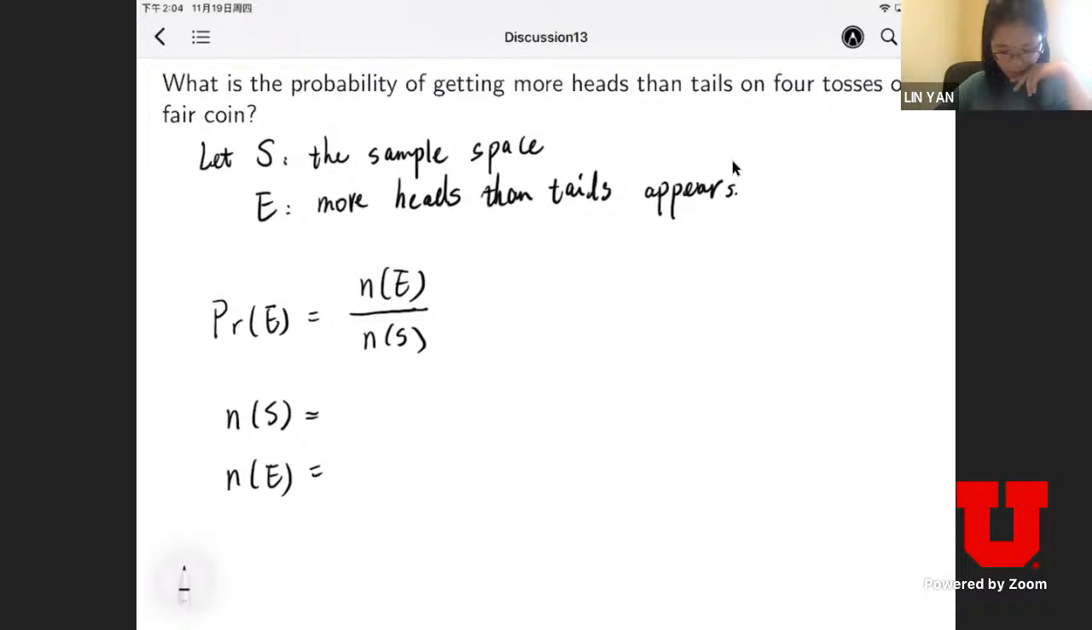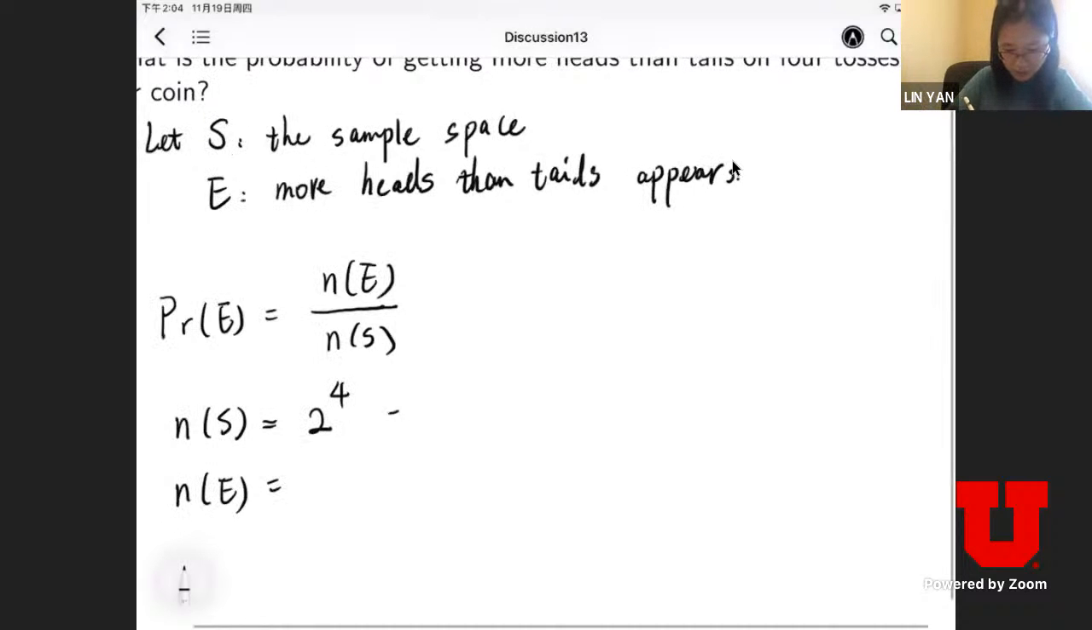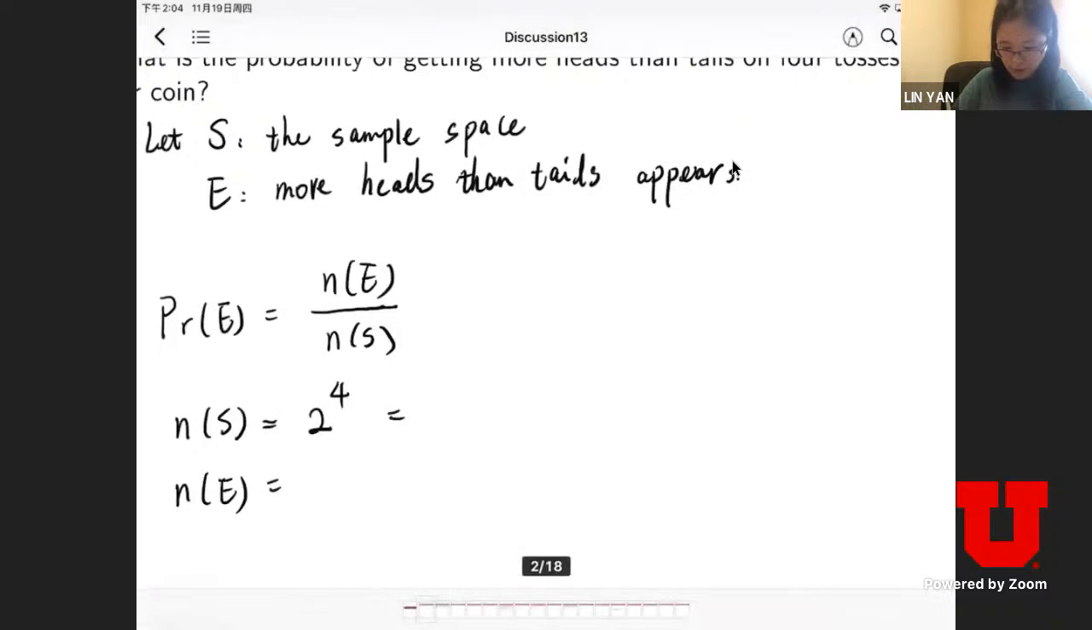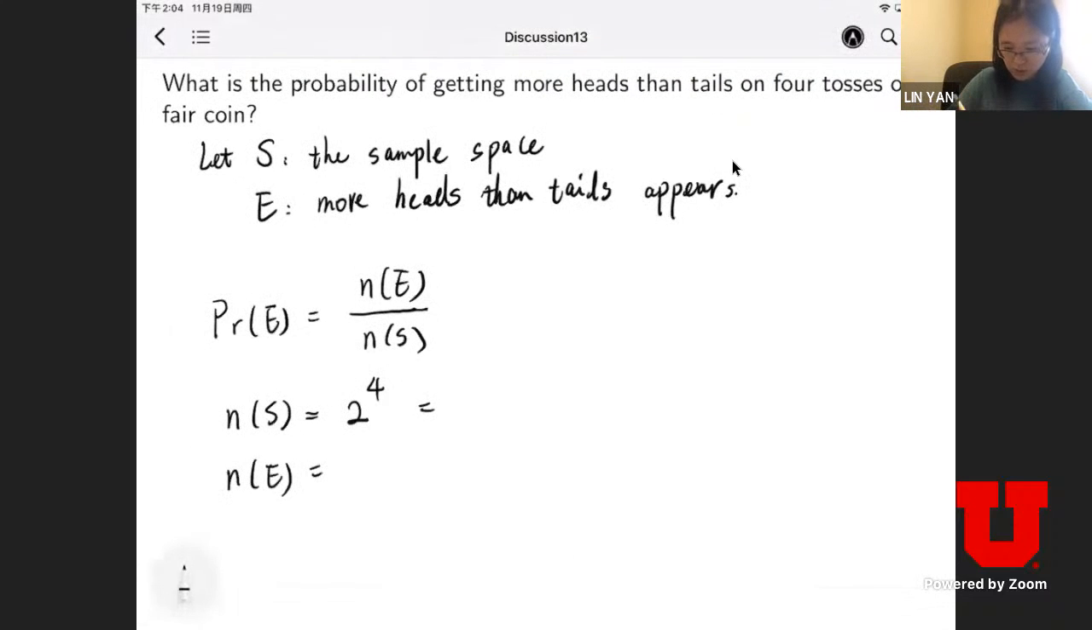Okay, thanks, Peter. NS is equal to 2 to the power of 4, because we needed to throw the coin 4 times, and for each one, it has 2 choices. It could be either head or tail, so it is 2 times 2 times 2 times 2. So it is equal to 2 to the power of 4, and it is equal to 16. And then what is NE?